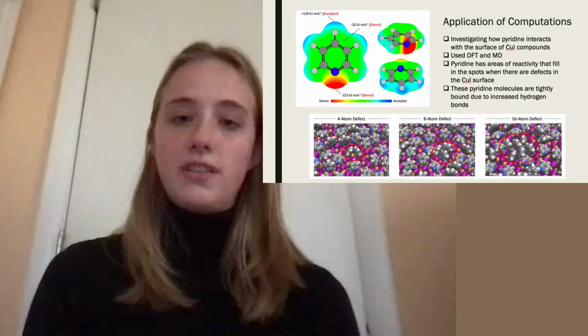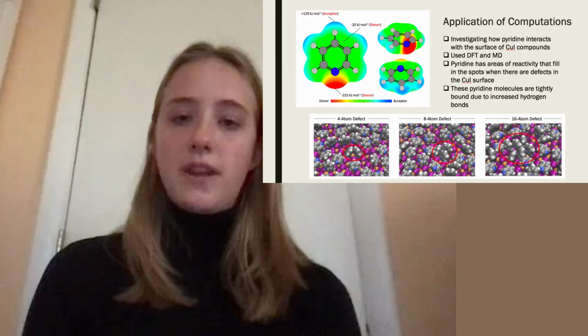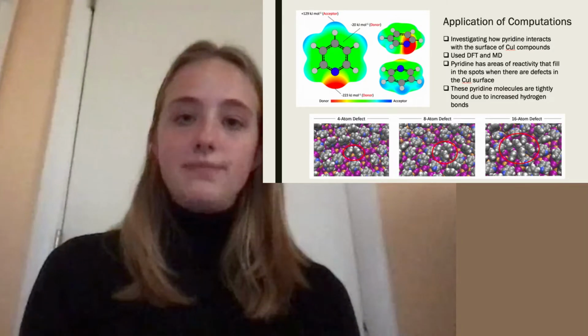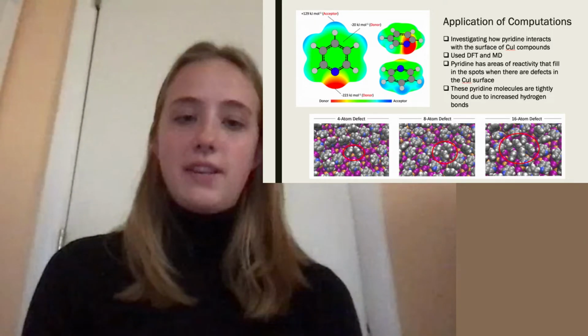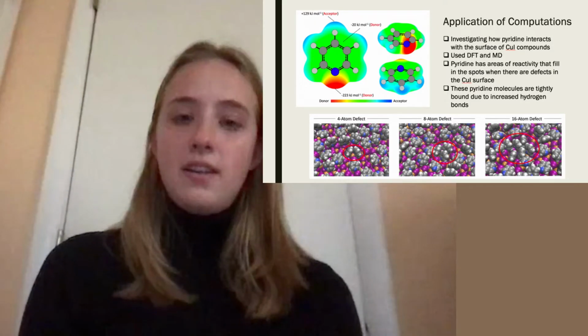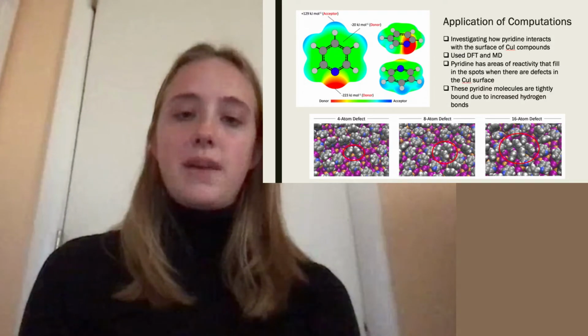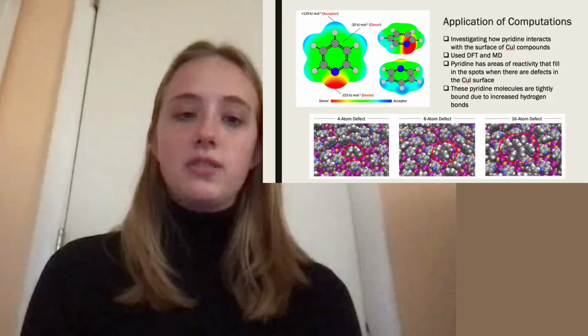This region is drawn to the defects in the copper iodine surface, and the pyridine molecules cluster around and fill in the defect site. That's what's circled in red on the pictures on the bottom. The pyridines line up vertically with the nitrogen facing down, interacting with the copper iodide. The DFT calculations revealed that the pyridine molecules are really tightly bound to one another when they're in the defect due to increased hydrogen bonding between the molecules.